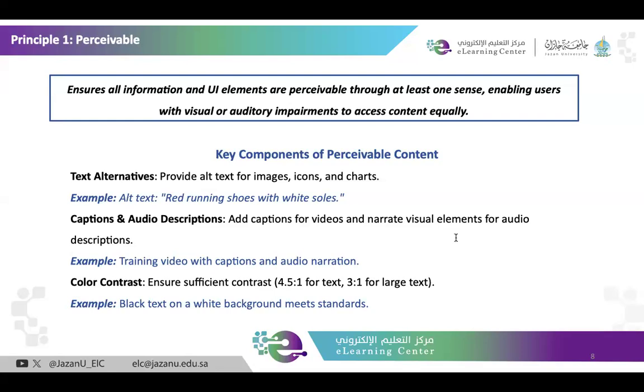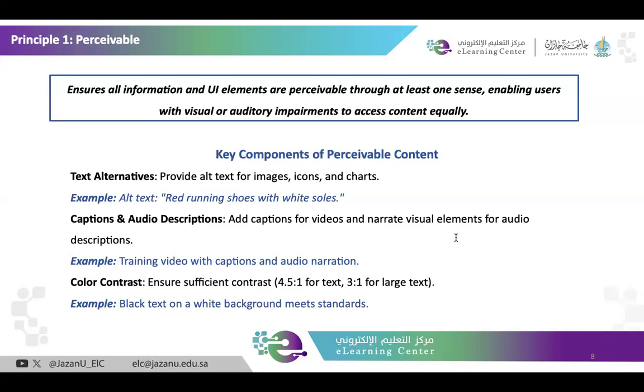Captioning and audio descriptions for multimedia. Video and audio content must include captioning for hearing-impaired users and audio descriptions for visually impaired users. A training video should have synchronized captioning displaying spoken dialogue and sound effects, while an audio description narrates important visual elements. When we talk about color contrast, text and its background must have sufficient contrast to ensure readability, especially for users with visual impairment and color blindness.